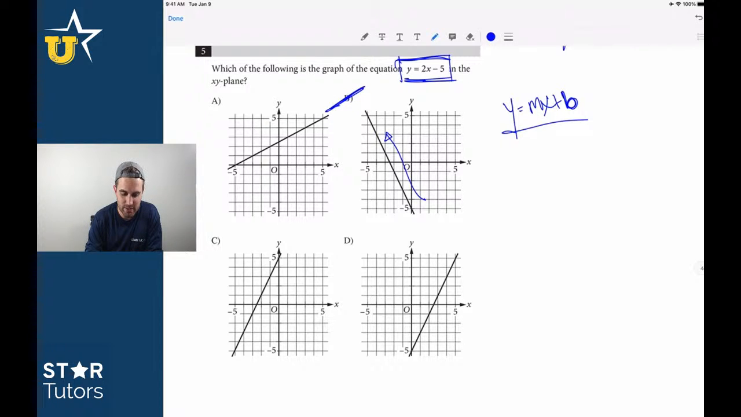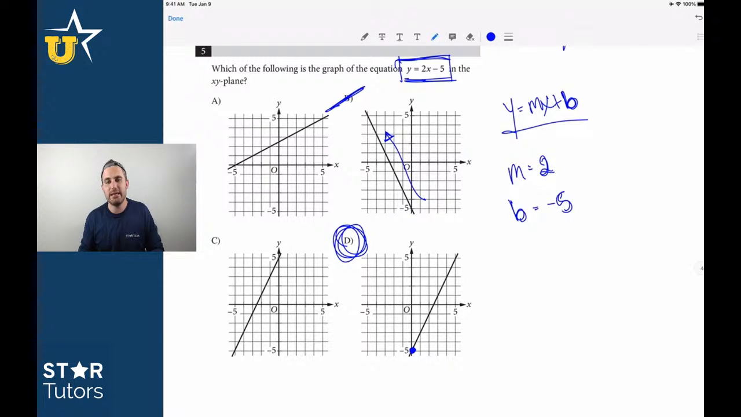That's going up that way. We have a positive slope, m is equal to 2, and b is equal to negative 5. So let's see, which one crosses? Oh, it's got to be D, right? That's the only one that has a y-intercept down here at negative 5. Think about how easy that question is versus doing the word problem at question number 1.